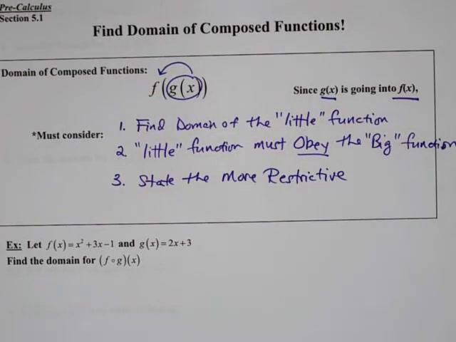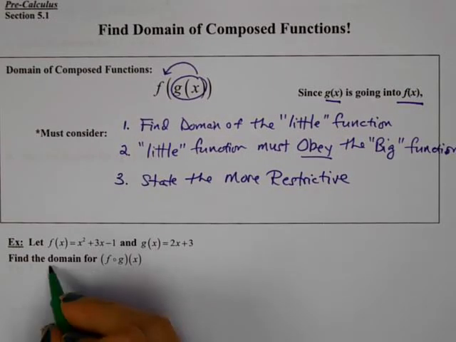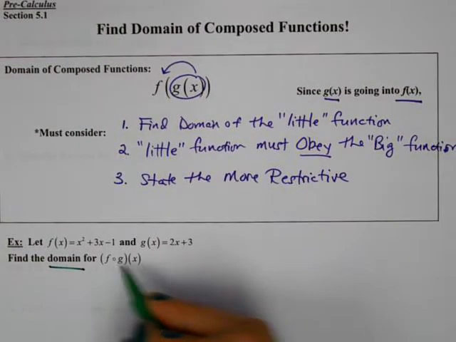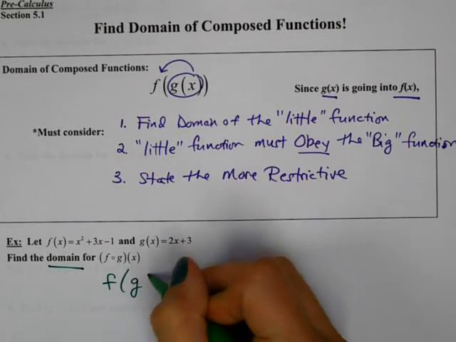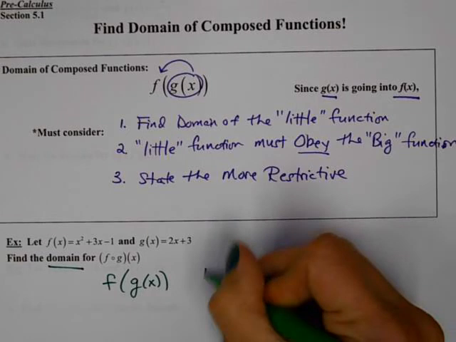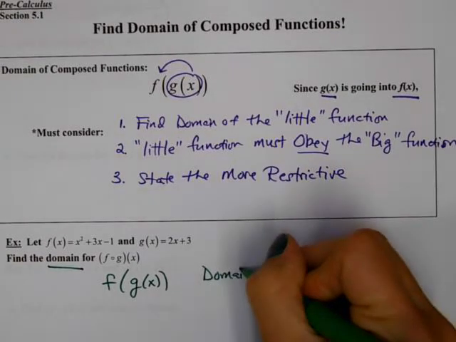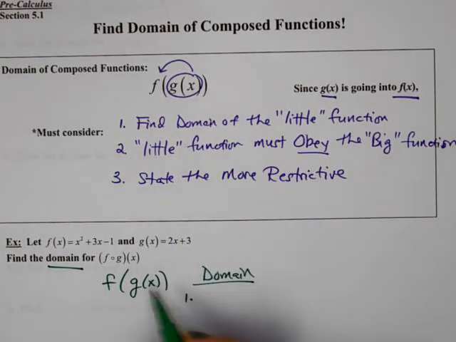So take a look at this right here. It doesn't say that we have to actually compose this. It just wants us to find the domain for f of g of x. And I really like to write it as f of g of x in this form so that I can tell who the little one is and who the big one is. Okay, so here's what we're going to do. Here's the steps. Number one, find the domain of the little guy.